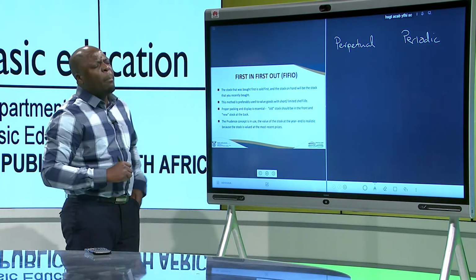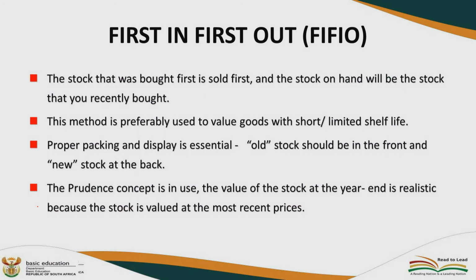In my next slide now, I'm basically defining to you, boys and girls, what is this first in, first out. All right? You need to understand that when we buy stock, we sell it, then whatever remains in the business, we need to give it value. Therefore, we want to calculate the value of closing stock. Now, when we use the first in, first out method, the stock that was bought first is the stock that will be sold first.